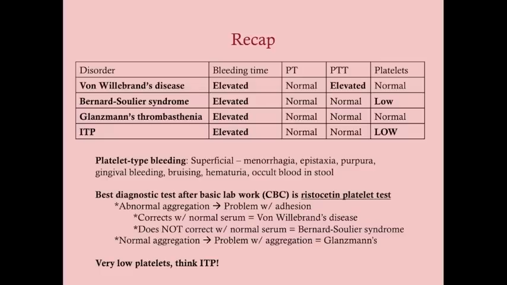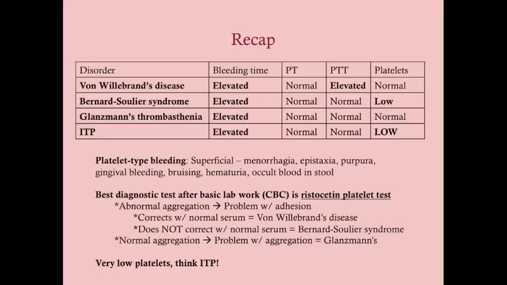The best diagnostic test after basic lab work is the ristocetin platelet test. That's going to help you determine what kind of qualitative platelet disease you have. If you have abnormal aggregation, then you know you have a problem with adhesion, and what you're going to do with the ristocetin is add normal serum. If it corrects, then you know you have von Willebrand's disease, because the normal serum is just adding von Willebrand's factor. So if adding the normal serum corrects it, then you know that it's the von Willebrand's factor that's deficient. If it doesn't correct with the added normal serum, then you've got Bernard-Soulier syndrome.